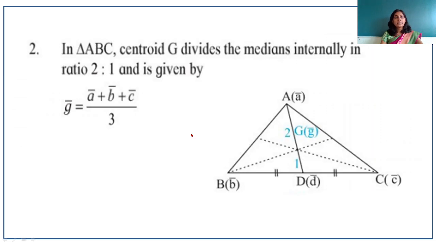The next note is, in triangle ABC, centroid G divides the median. This is the triangle ABC. If A bar, B bar, C bar are the position vectors of the vertices of the triangle, and G bar is the position vector of the centroid, we know that the centroid divides the median in the ratio 2:1. So G bar is equal to A bar plus B bar plus C bar divided by 3.